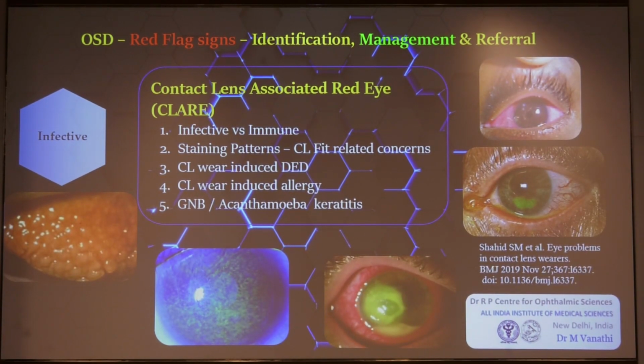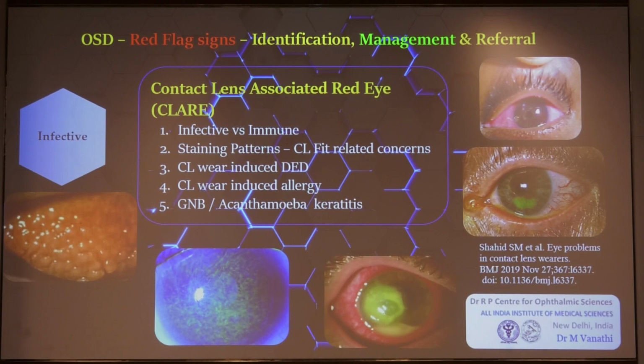So what are the red flag signs in identifying these? I have targeted this largely towards the theme of today's session, being aimed towards comprehensive ophthalmologists. Most of us would be seeing patients in our practice who are on contact lens wear, especially as cornea specialists. So contact lens associated red eye, CLARE, is something which we need to pick up early. You'll need to differentiate whether it's because of an immune disease or an infective disease. That would be primarily one.